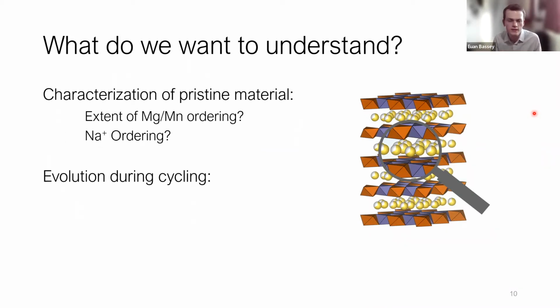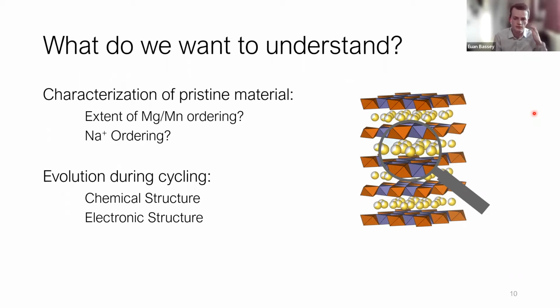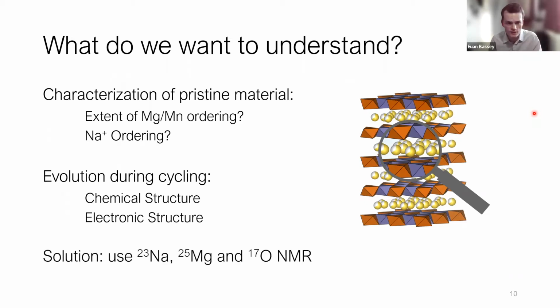structure during cycling, focusing particularly on the chemical structural information and also the electronic structural information that you can obtain from NMR. And obviously, throughout today's talk, I'm going to be using sodium NMR, magnesium NMR, and oxygen NMR. Which one is your favorite? Then do let me know at the end. But if you don't have a favorite, then I'll start crying.